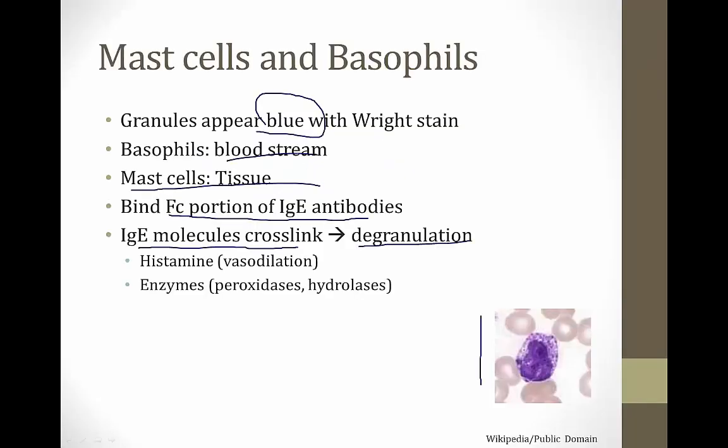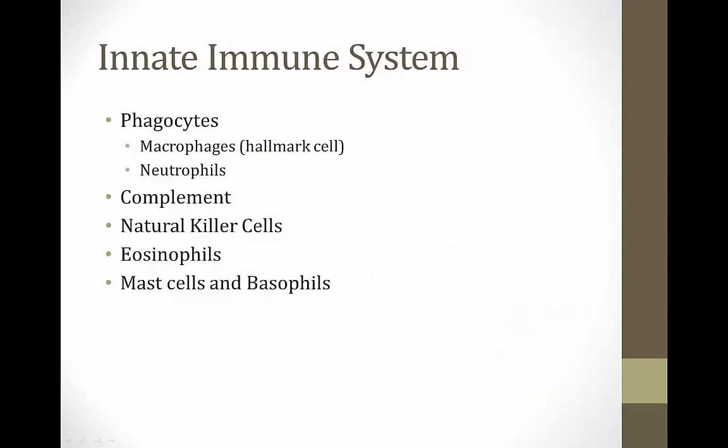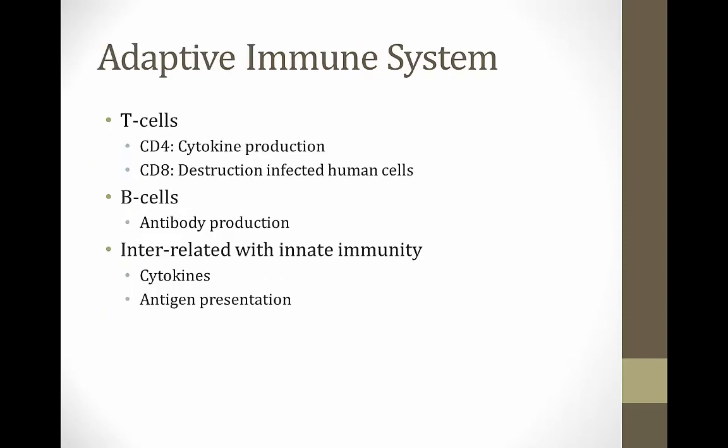The contents of the cell that get spilled when the IgE molecules are cross-linked include, very importantly, histamine, which is a molecule that leads to vasodilation, and also many enzymes like peroxidases and hydrolases that are designed to kill parasites in the tissues. So we have now talked about all of these components of the innate immune system, and I'm going to talk about these components of the adaptive immune system in other modules.